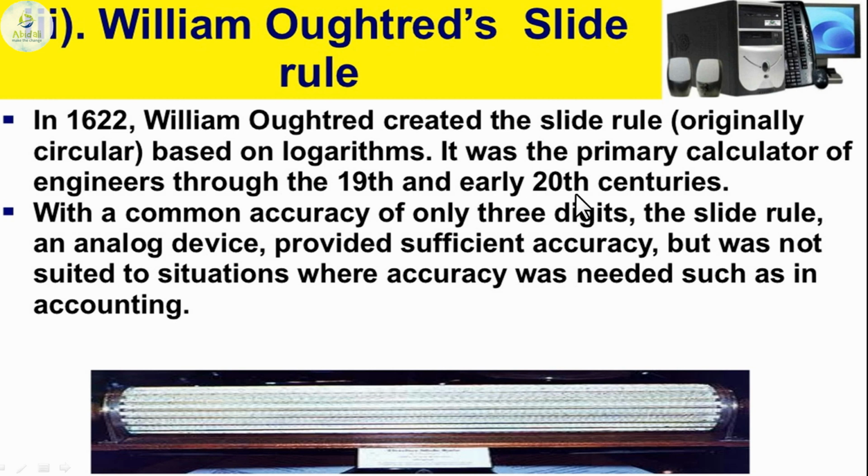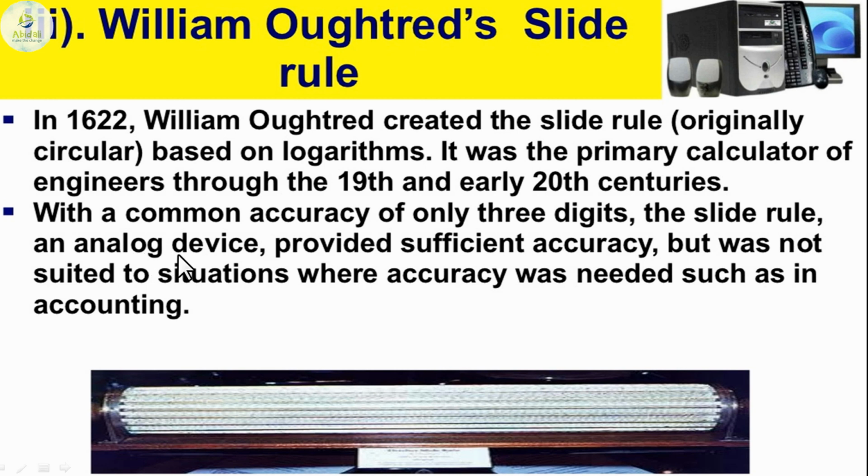So engineers used this for finding the logarithm of a number. It has a common accuracy of 3 digits. The slide rule is an analog device. Analog means it is operated by humans, which needs a certain person to operate it. That is called analog. When you talk about digital, that is not required. Humans will not be required; the device will perform the calculation automatically.